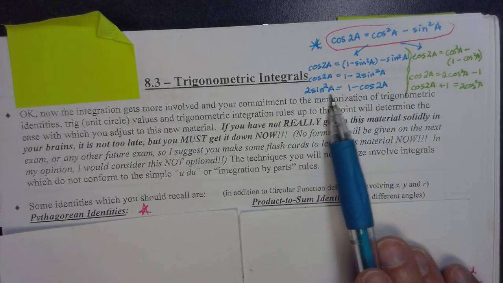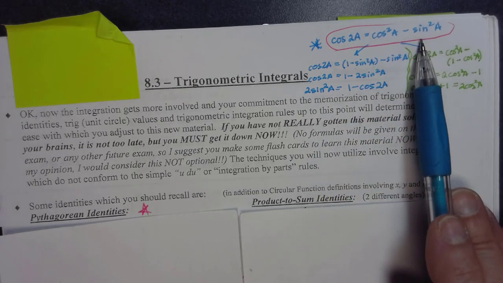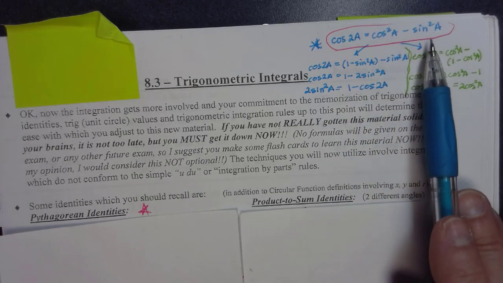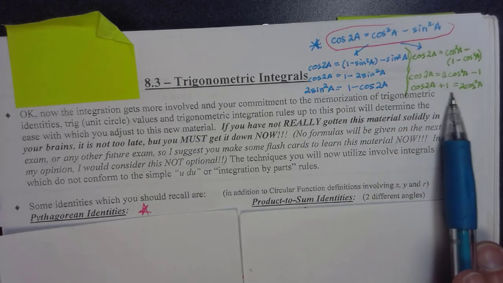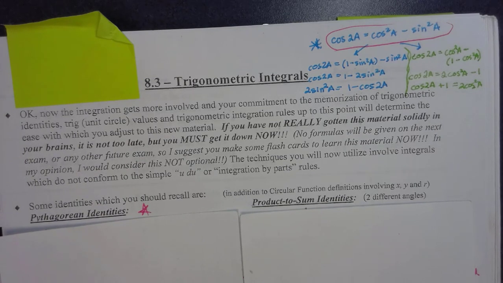get this formula, which allows you to solve for sine squared easily. Or we can take this one and do a substitution for sine squared, which lets us have cosine squared, and that's going to matter in our integrals coming up. So our integration gets more involved, and your commitment to memorization of trigonometric identities and your unit circle values and trigonometric integration rules up to this point will determine the ease with which you adjust to this material.